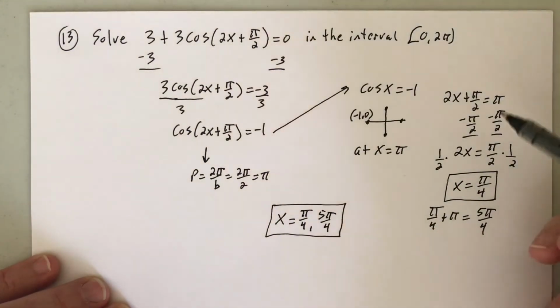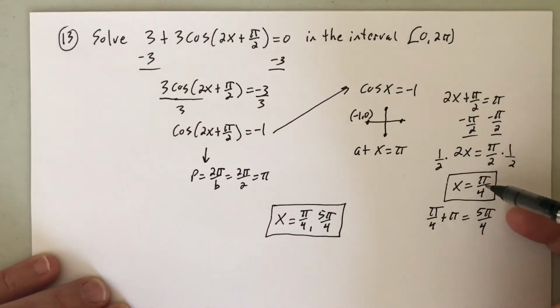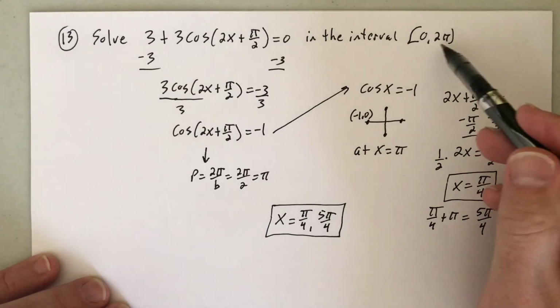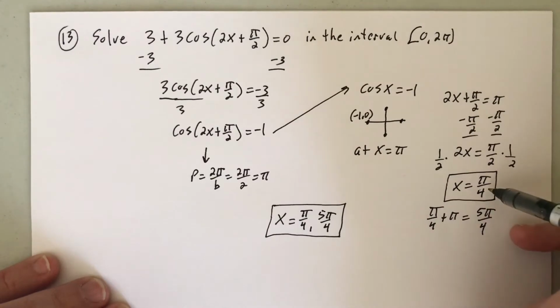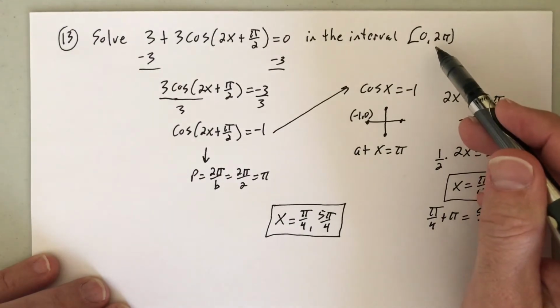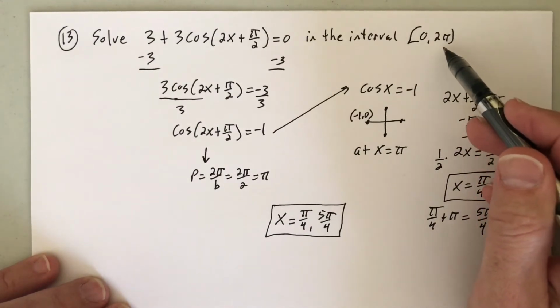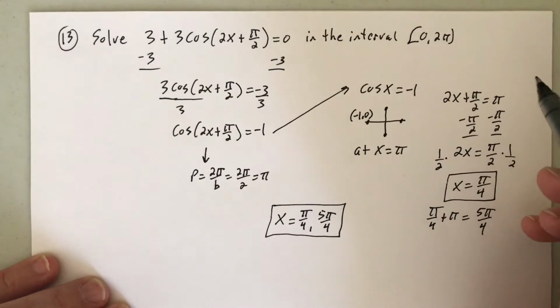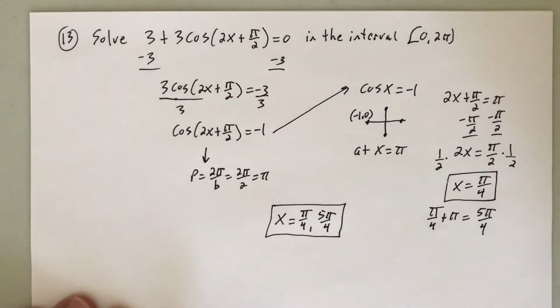So if we only had one solution here, like let's say pi over 4, and then if we added the period and that went outside of this range, then it would just be this solution. Well, let's say you solve this and this is not even in this range here, well then you're going to have to either add or subtract the period to get within this range. So these would be the two answers for number 13.